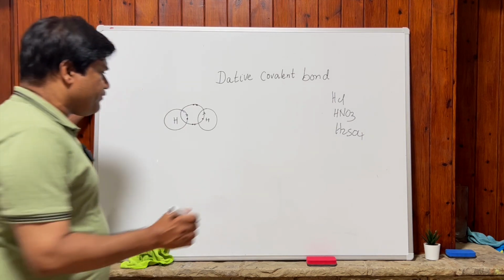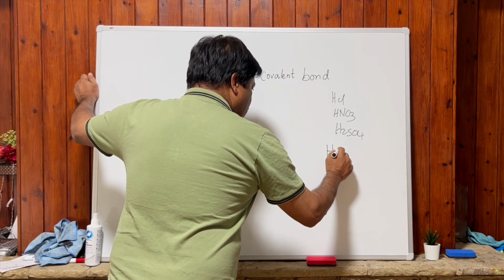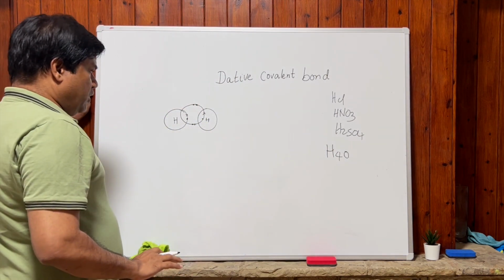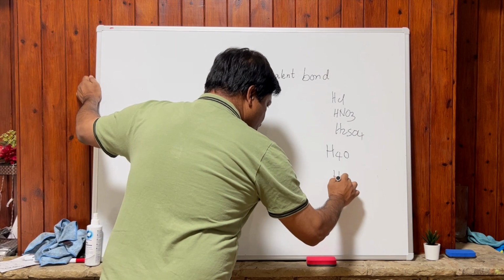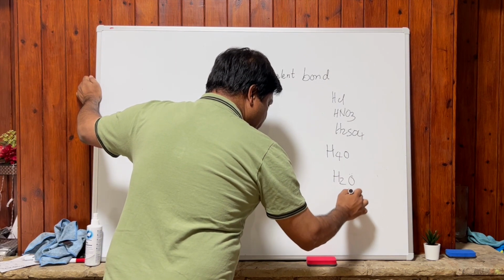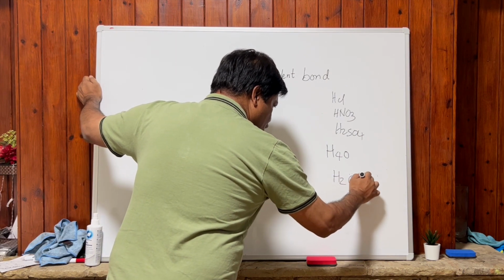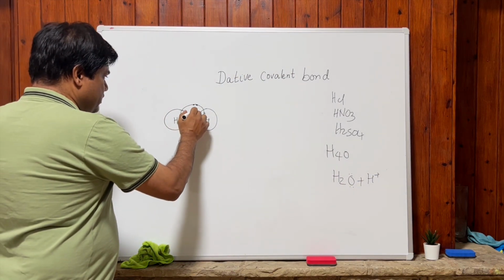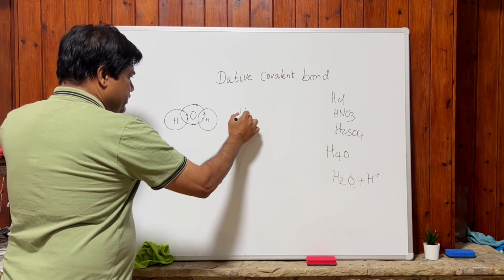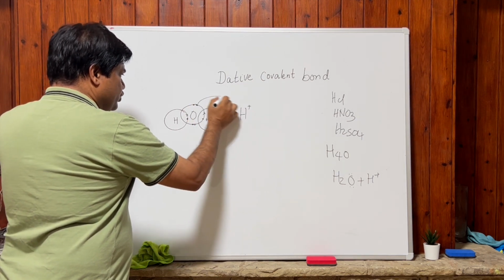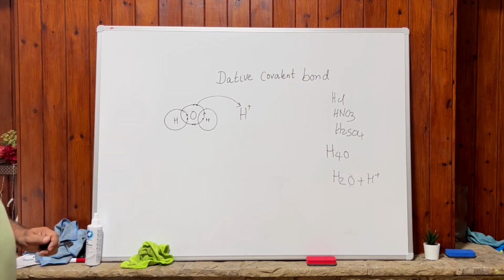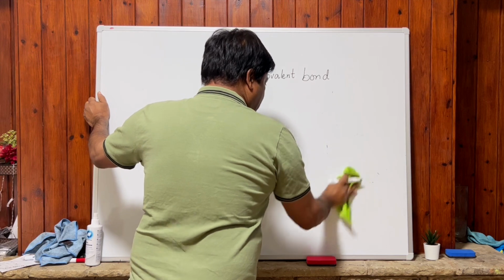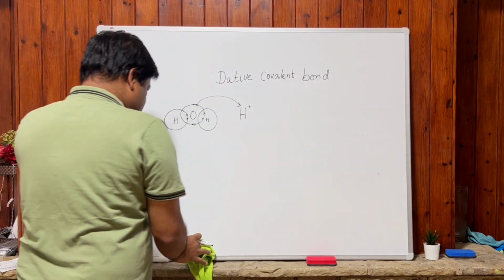We do not have H4O, that's not possible. We have H2O and 2 lone pairs. Either of those lone pairs is donated to H plus to make a dative bond. Now, oxygen donates a pair of electrons to this hydrogen and forms a dative bond. Look at the dative bond.